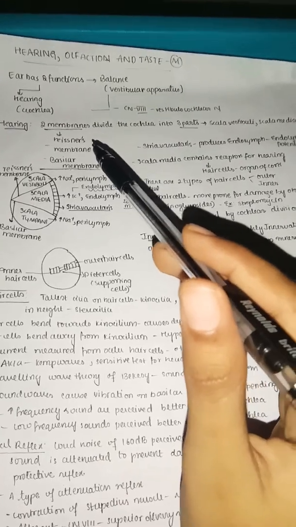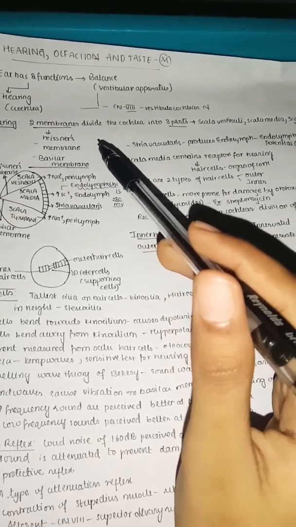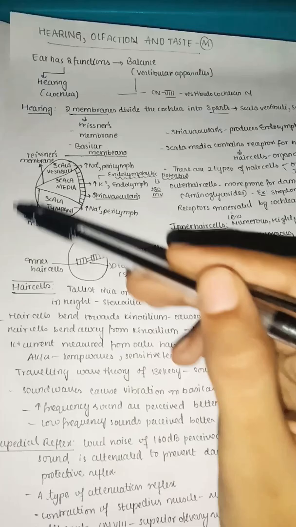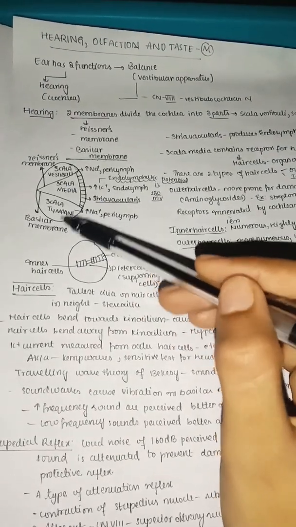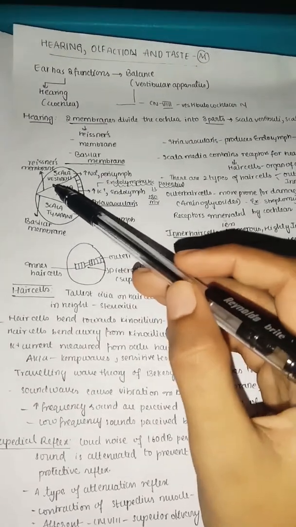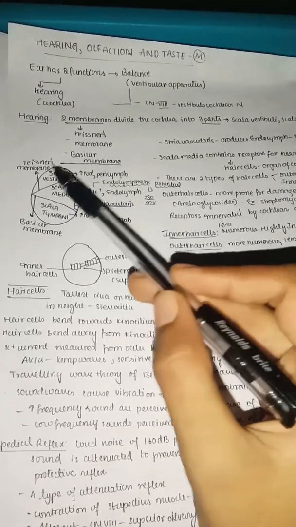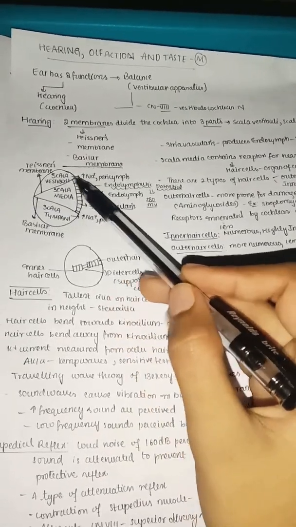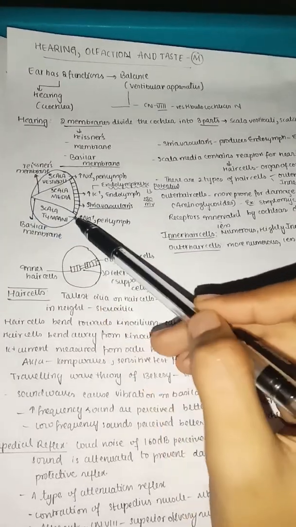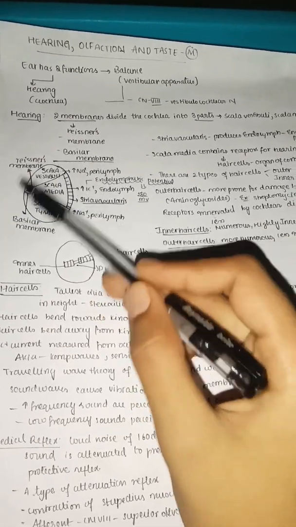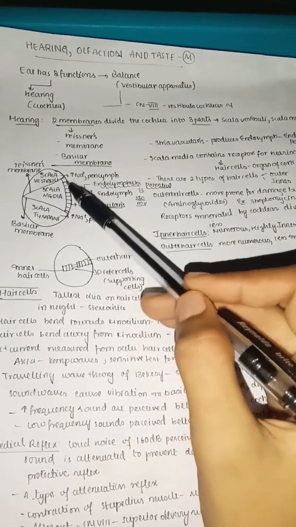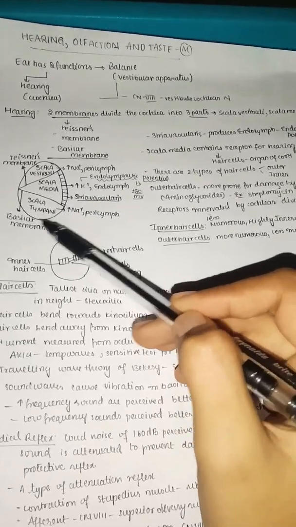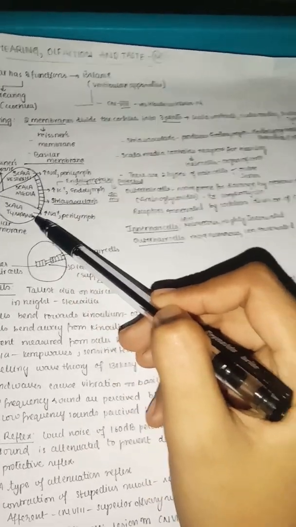Mainly two membranes divide the cochlea into three parts. Here you can see this is our cochlea. Two membranes are dividing the cochlea into three parts. The lowermost is the basilar membrane, and the upper membrane is the Reissner's membrane. The basilar membrane and Reissner's membrane divide the cochlea into scala vestibuli, scala media and scala tympani. So there are three parts in a cochlea.